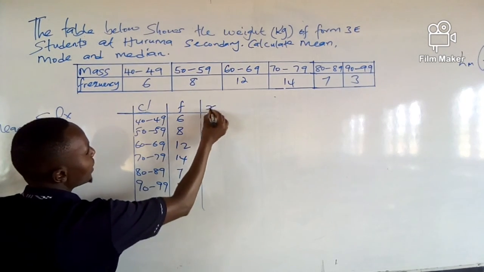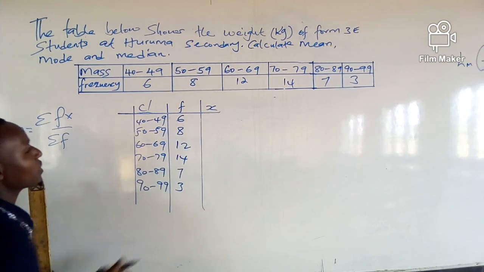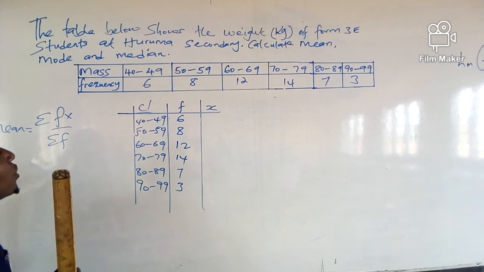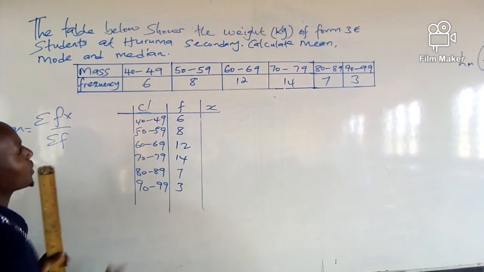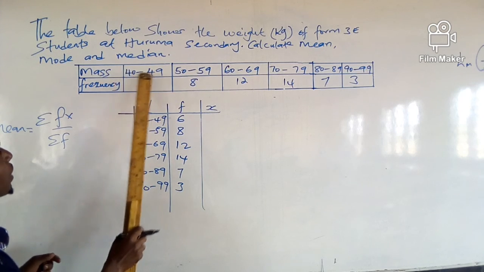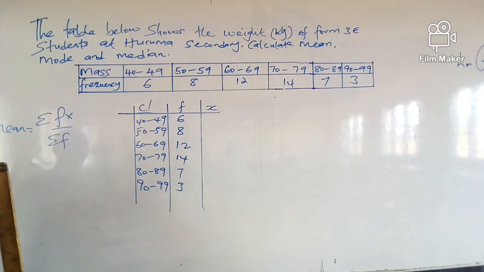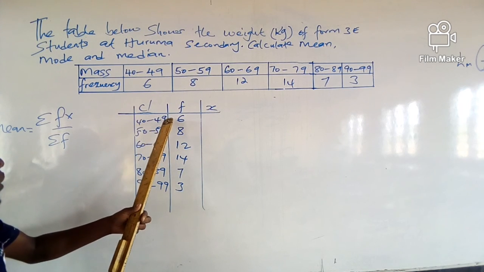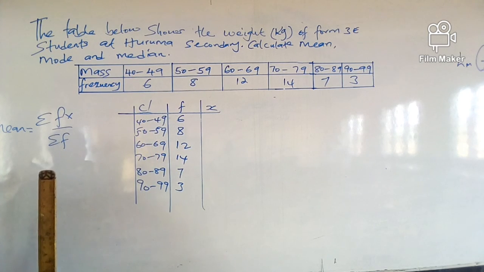So we are going to find fx. We are going to generate another column for x. The x represents the mid value of the class interval. So we are going to find the average of each class limit.